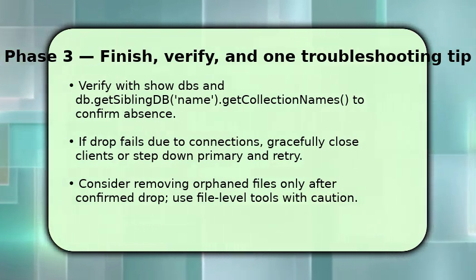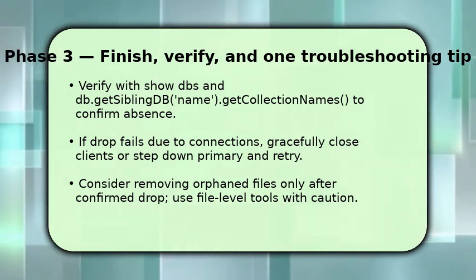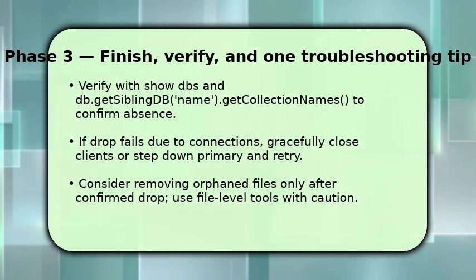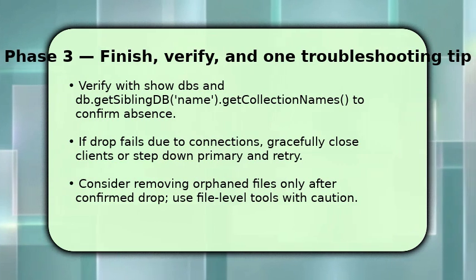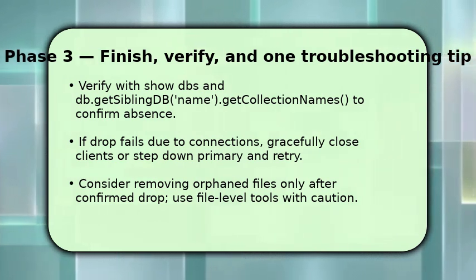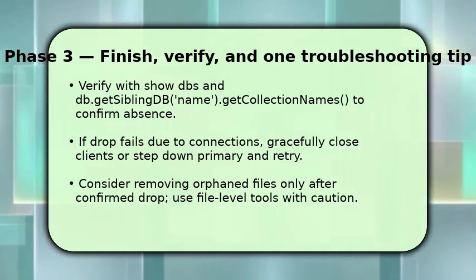It should be absent. If the operation fails because of open connections or primary lock, make sure to close client connections or step down the primary briefly and retry on the new primary. One key troubleshooting tip: if you see write concern or replication errors, check replica set health, and address member connectivity.